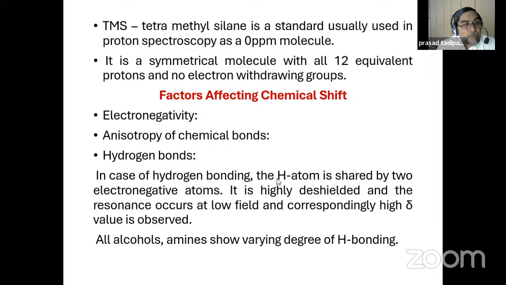In the case of hydrogen bonding, the H atom is shared by two electronegative atoms. It is highly de-shielded and the resonance occurs at a low field, corresponding to a high delta value observed. So all these alcohols, amines and others have a varying degree of hydrogen bonding, thereby you can identify that using the chemical shift.